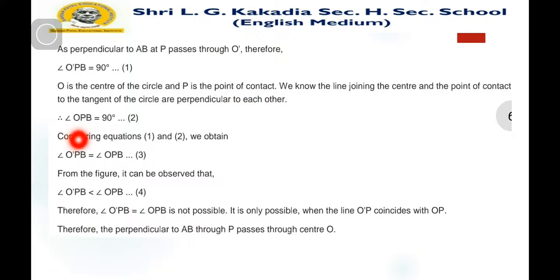So we can also say that angle OPB is equal to 90. So from equation 1 and 2 we can say that both the angles are equal, but it is not. From the figure we know that angle O'PB is less than angle OPB. So we cannot say that both are equal. It is not possible, but it is possible when the line OP' coincides with OP. Hence we can say that the perpendicular to AB through P passes through center O.